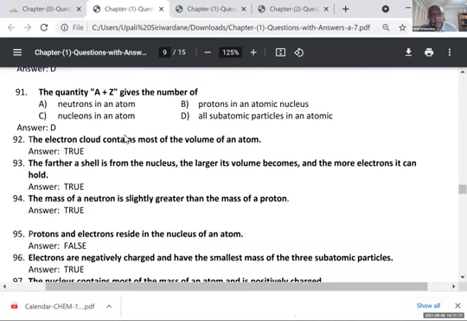The further a shell is from the nucleus, the larger the volume becomes, and the more electrons it can hold. It's true. So as the shell number increases, more electrons are added.